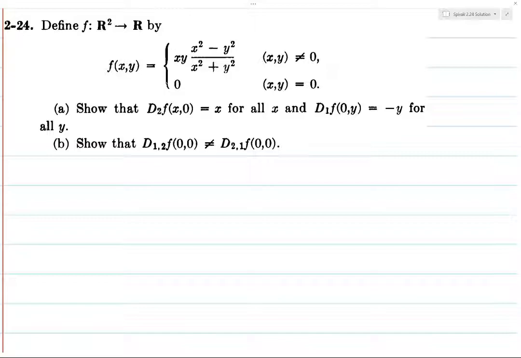For part A, we want to show d2f and d1f. This is not like one of those previous exercises where we're able to plug in part of it to simplify our formulas, because here we're taking the derivative with respect to y of f of x comma 0. So what we have to do here is find d1 of f and d2 of f, and then evaluate at x comma 0 and at 0 comma y, and that's how we're going to get part A.